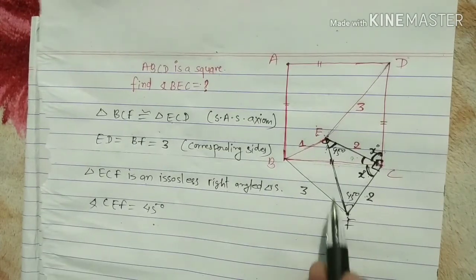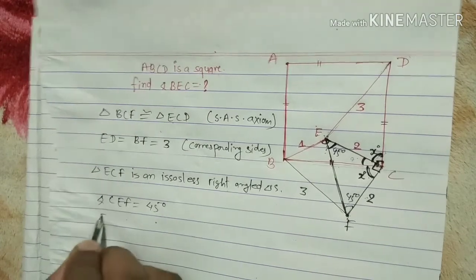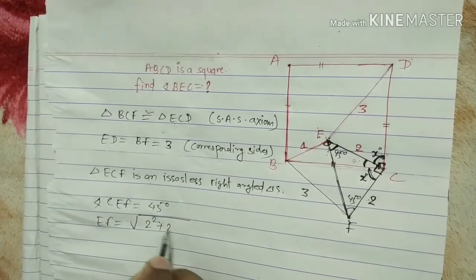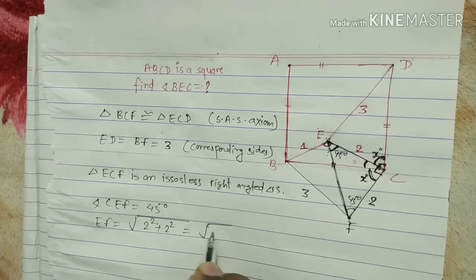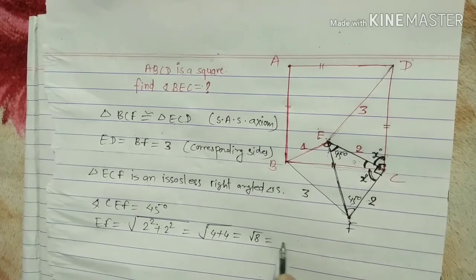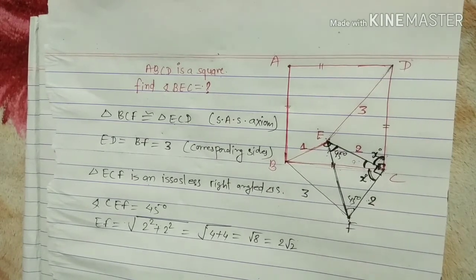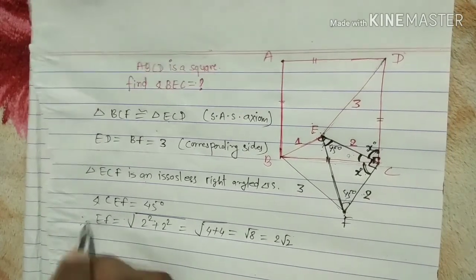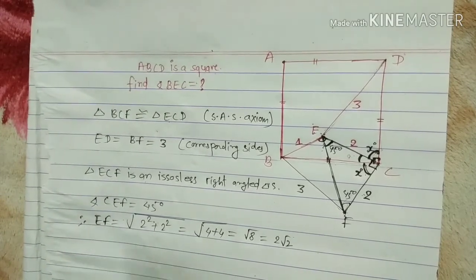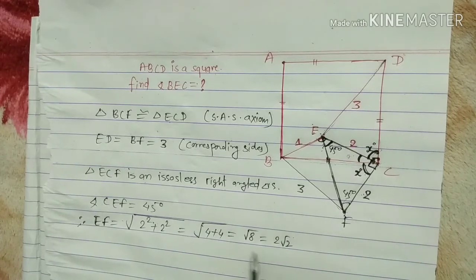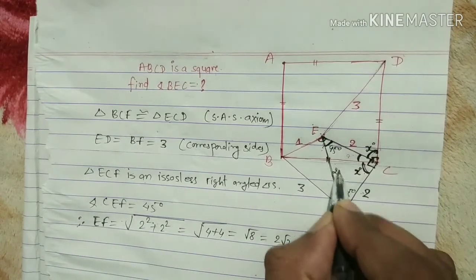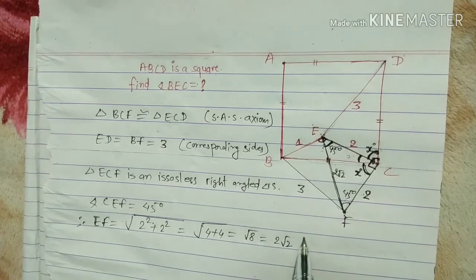Now by using the Pythagoras theorem we can find the side EF. So EF is equal to the square root of 2 square plus 2 square, which is 4 plus 4, the root of 8, that is 2 root 2. So finally we got the measure of side EF is 2 root 2. This side is 2 root 2.